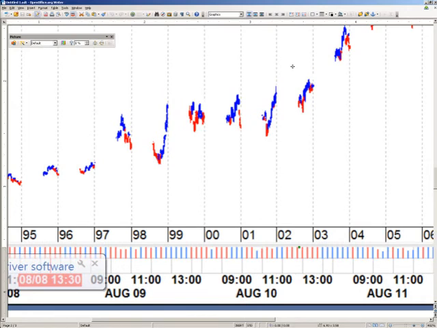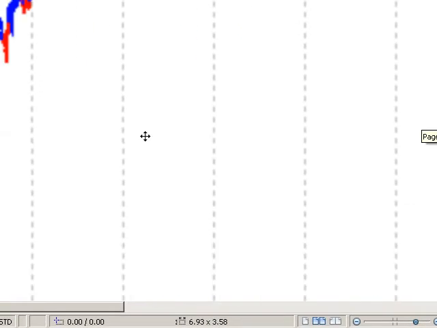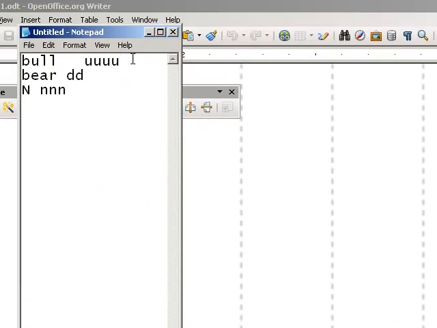So there's an up, up. There's 2 ups in a row. A 3rd up, a 4th up, a 5th up. So we got 5 more ups. 1, 2, 3, 4, 5.